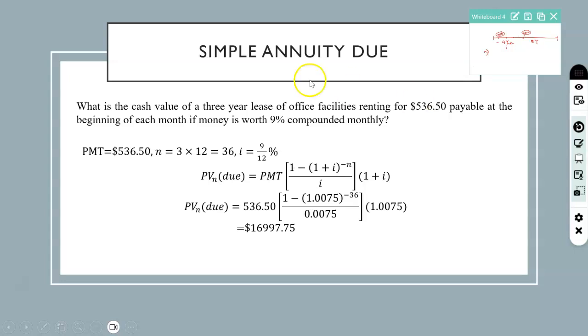536.50, n is every month payable for a 3-year lease, so 3 times 12, and i is 9% compounded monthly. So payment also is monthly, interest compounding period is also monthly. So therefore, it's a simple annuity due because the payments are done at the beginning. So you will substitute in the formula and follow the BEDMAS rule to calculate, and you should receive $16,997.75.